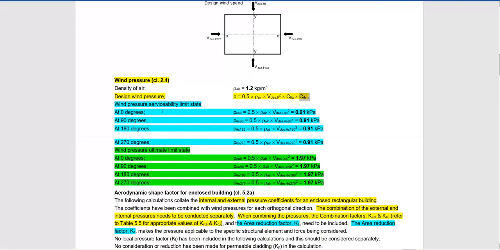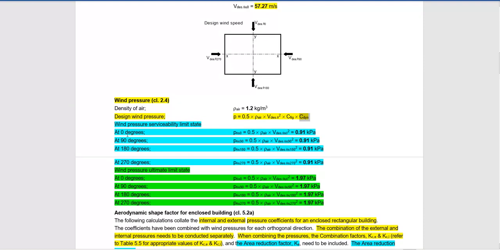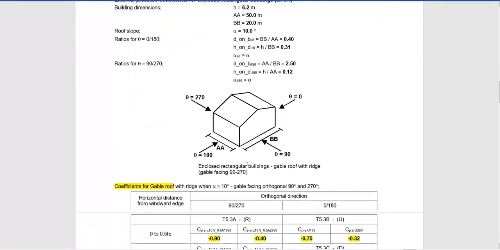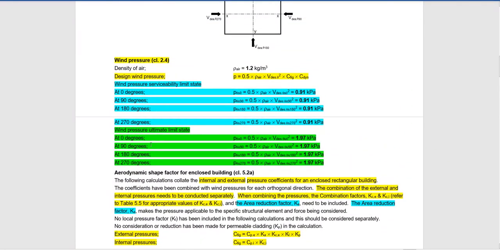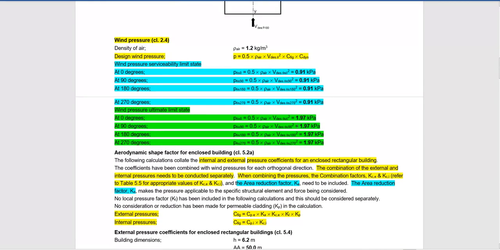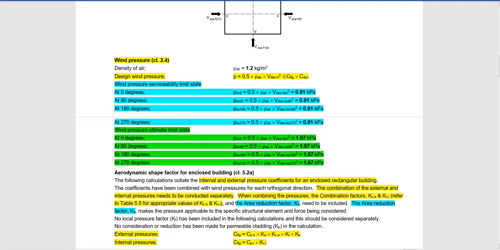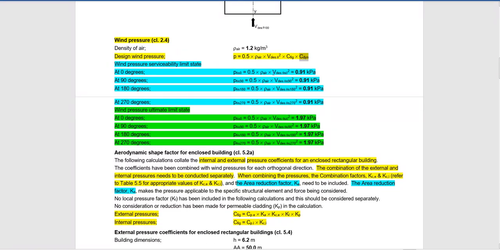So for serviceability limit states, for every angle at 0, 90, 180, and 270 degrees, I came up with a constant value of 0.9 kPa times Cfic times C dynamics. Cfic's value we are going to find in the next few minutes below. Same thing for the ultimate pressure, which is 1.97 kPa, a constant value, multiplied by Cfic times C dynamics. C dynamics is 1.